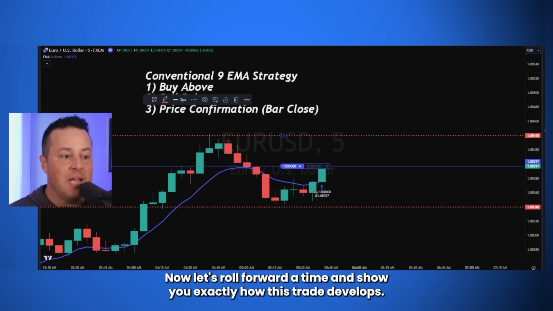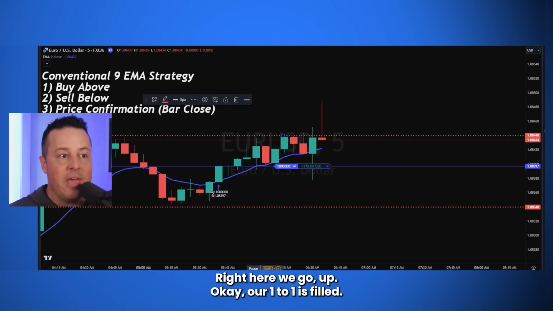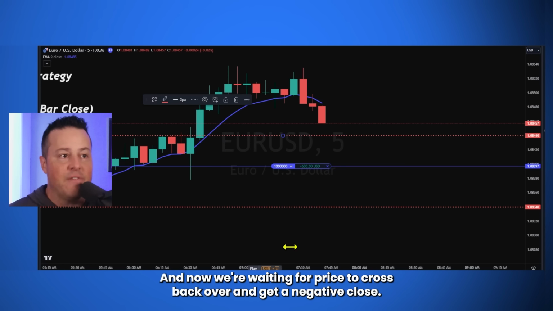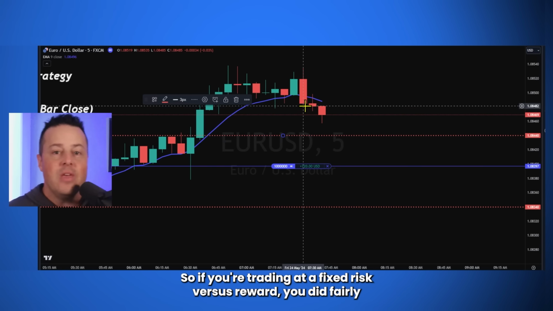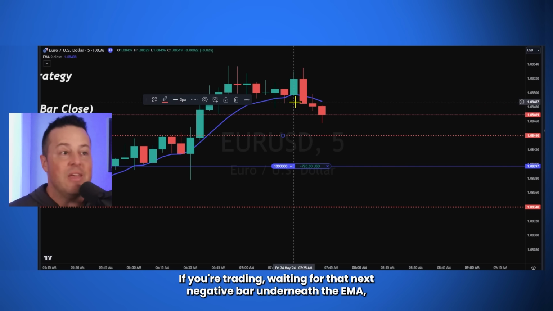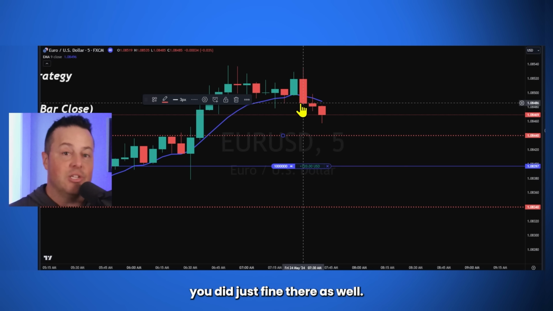Now let's roll forward in time and show you exactly how this trade develops. Right here we go up. Okay, our 1-to-1's filled, and now we're waiting for price to cross back over and get a negative close, and there it is. So if you're trading at a fixed risk versus reward, you did fairly well on your 1-to-1. If you're trading waiting for that next negative bar underneath the EMA, you did just fine there as well.